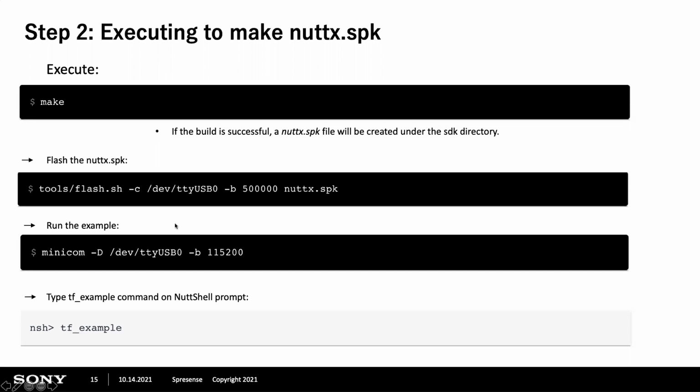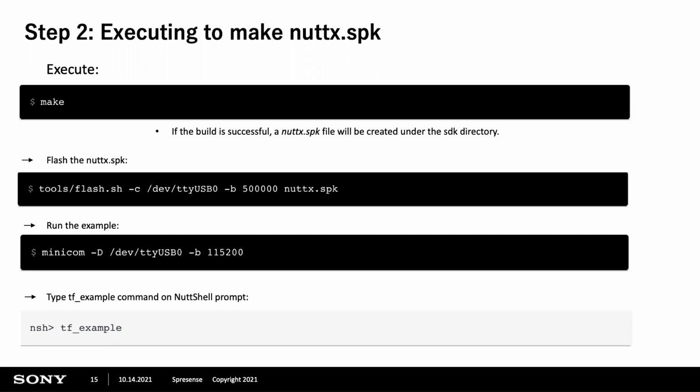And then you access Minicom, so you need to run the examples. To access Minicom, you have a USB connection to your board. And if you want to see the output, you need to connect to some kind of USB terminal. It could be Minicom, it could be screen. Whatever you feel comfortable working with is fine. Here I'm using Minicom. And then when you go to Minicom, you see the NuttShell command. And then you can write tf example here to run your example.